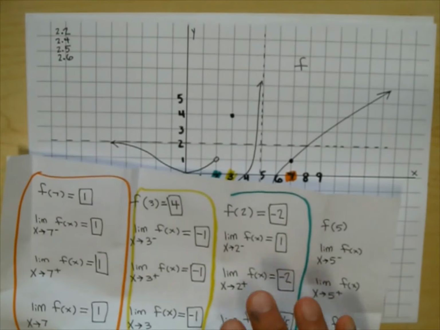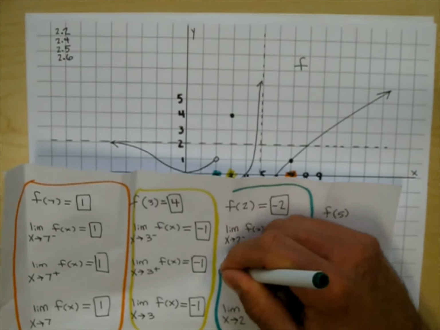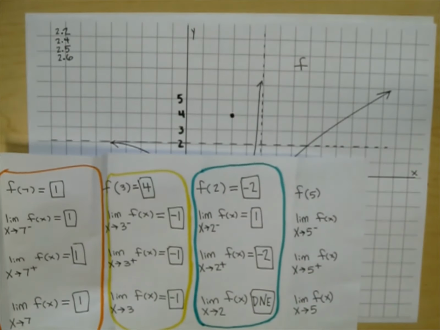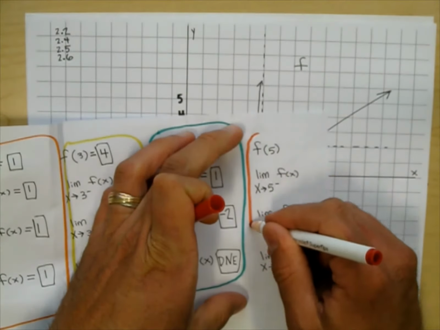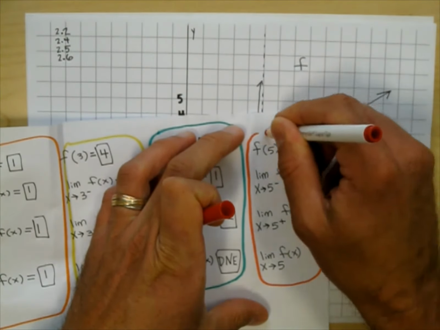Okay, so this paper is getting pretty messed up here. So we need one more color. I think I'll use red on this. I don't want to use too dark of a color because then we might not see the number.